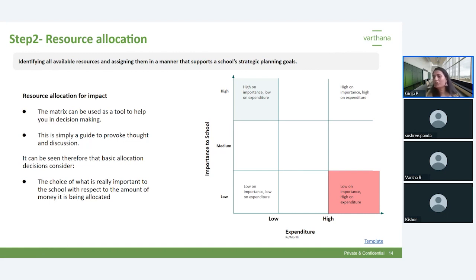Here the staff salary, right, is very high on importance, and in the expenditure tool we have seen that it is high in expenditure as well. So based on their importance and your expenditure, you can categorize, allocate your resources, rearrange them and make the decision on that. So there is the tool which Vardhana has developed, which can help you to prioritize your things and do the resource allocation. I'm taking you all through that tool.